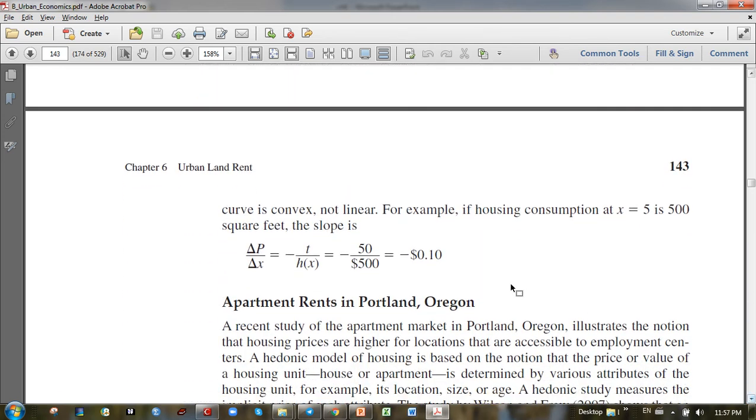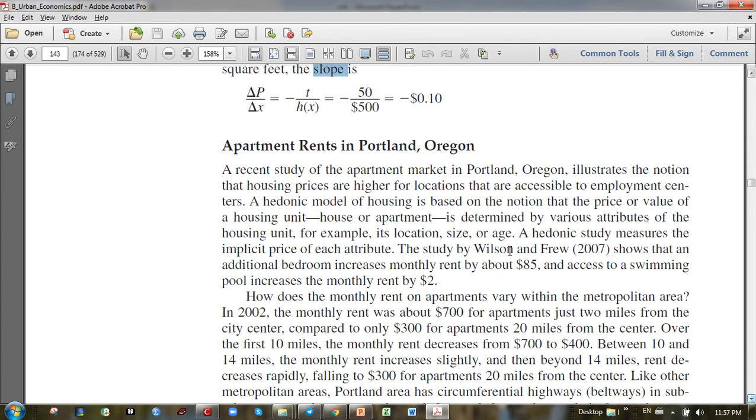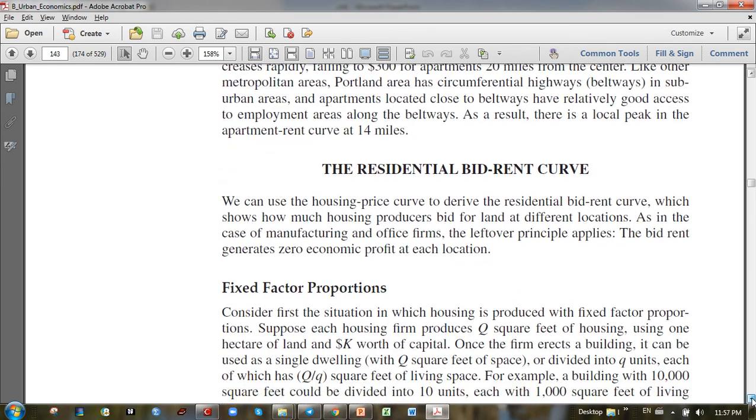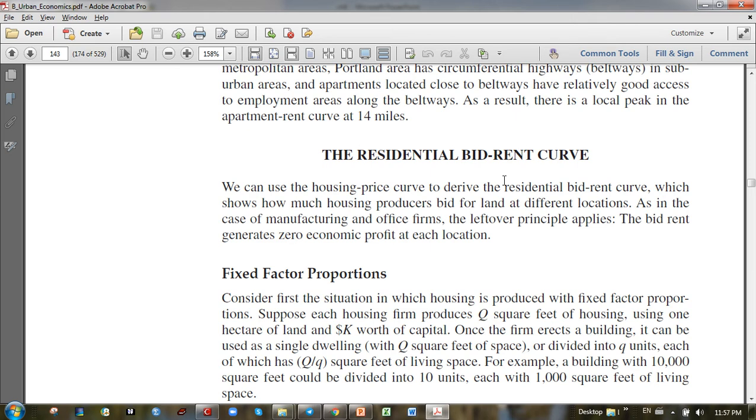There's some calculation. This is talking about maybe slope. Yes, this is talking about slope. Apartment rent in Poland and Oregon. This is not included in my presentation slide, but you can read it in order to get some ideas, some experience from Poland and Oregon. Residential bid rent curve, fixed factor proportions.